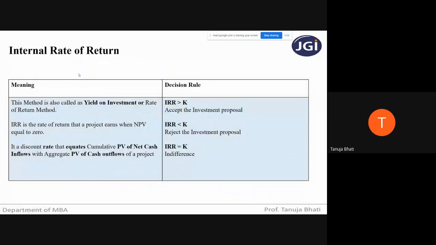So what is internal rate of return, students? It is the rate of return which you will earn when you make an investment, and it is that rate where the inflows will be equal to your outflows. That is where the NPV will be 0. Whenever you are making a decision, you always have to compare this rate with the cost. If the rate is more than the cost, accept. If it is less than the cost, reject. If it is equal to cost, then it is indifference.